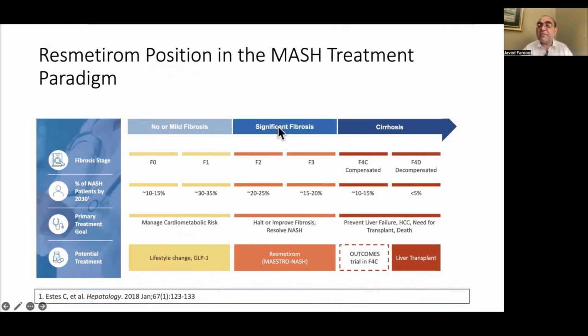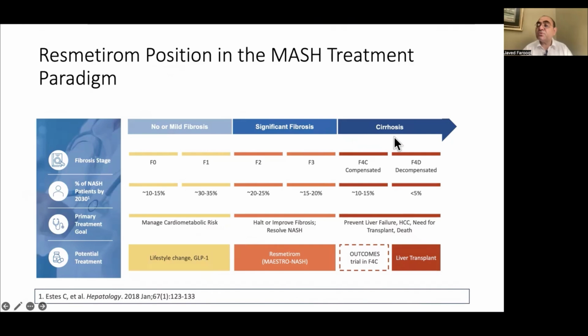Once there is significant fibrosis, that is F2 and F3, the F2 fibrosis will be 20 to 25%, and F3 will be 15 to 20%. So the primary treatment goal here is to halt or improve fibrosis and resolve NASH. And this is the group where there's a role for resmetirom, and these results were shown by the MAESTRO-NASH trial. So this trial has shown that this is the group of patients where we need to intervene.